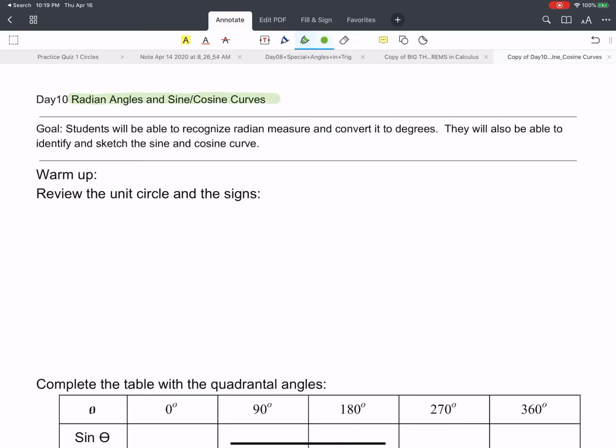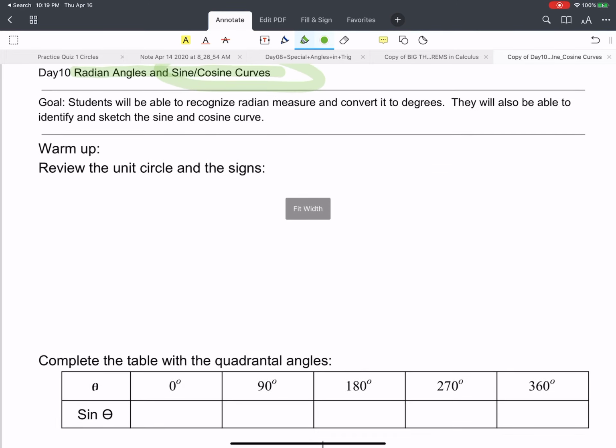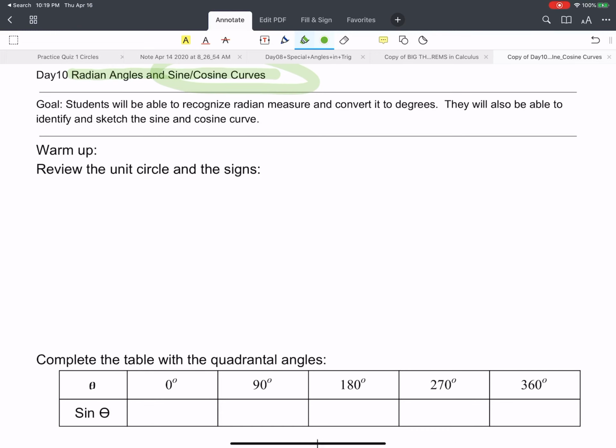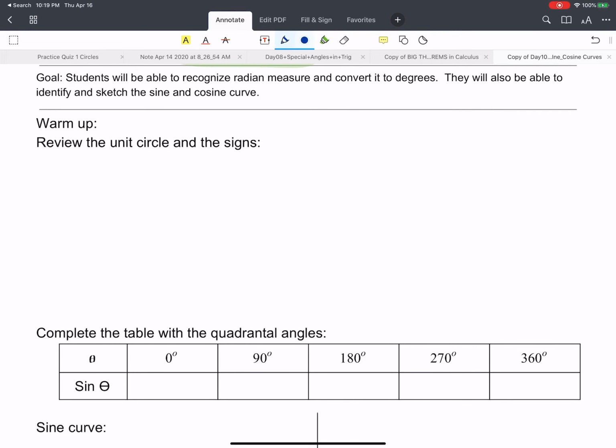And sine and cosine curves. Well, actually, we'll start with sine and cosine curves, and then we'll talk about the radian measure. So my goal is for you to be able to do that. So we'll just review a few concepts: the unit circle and their signs.